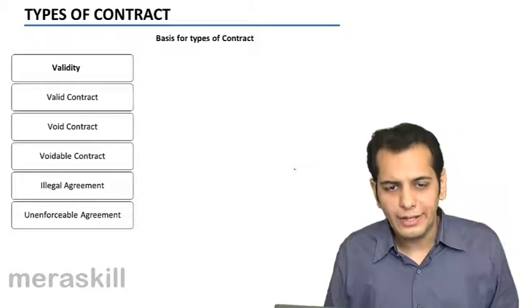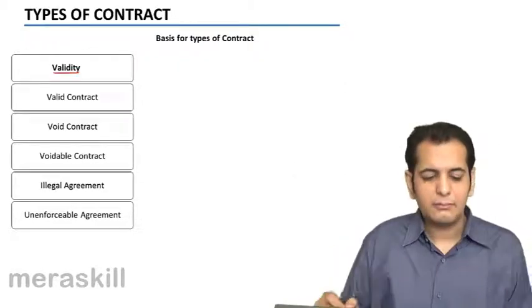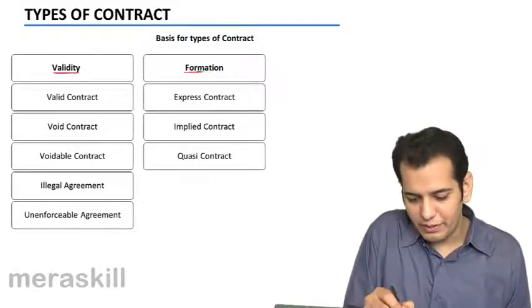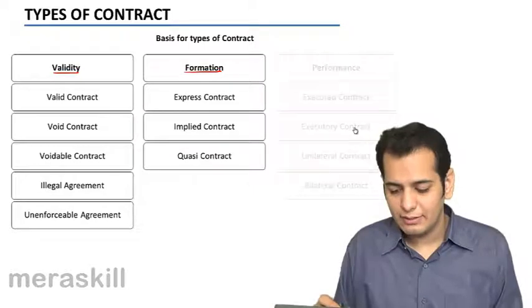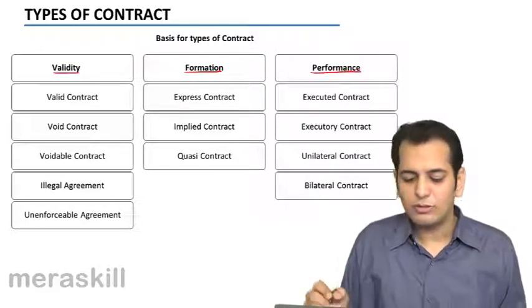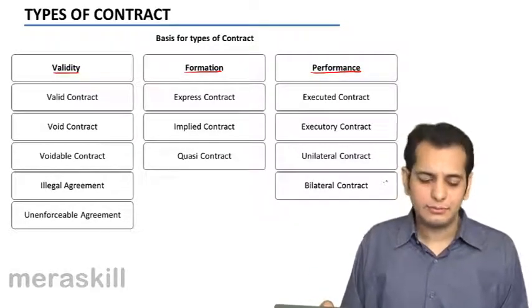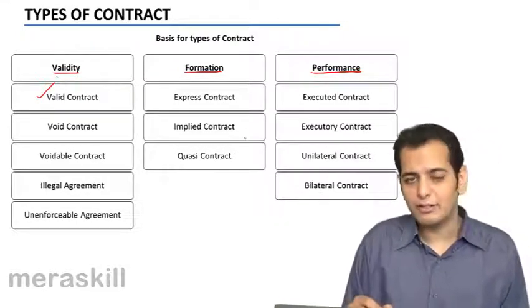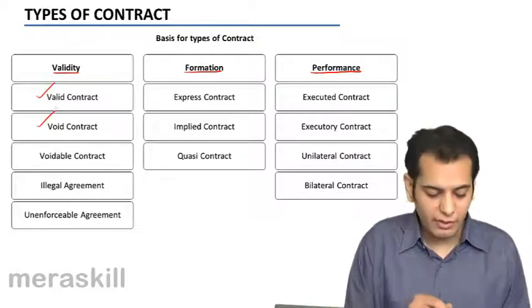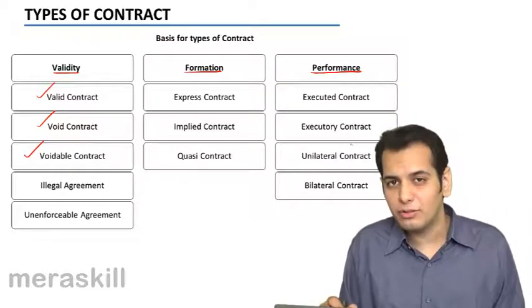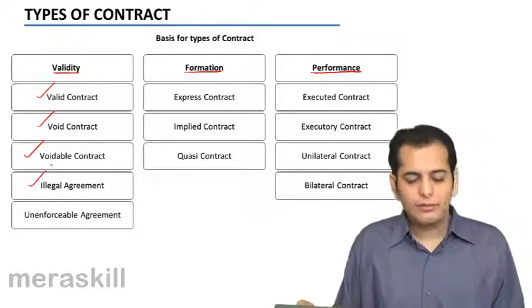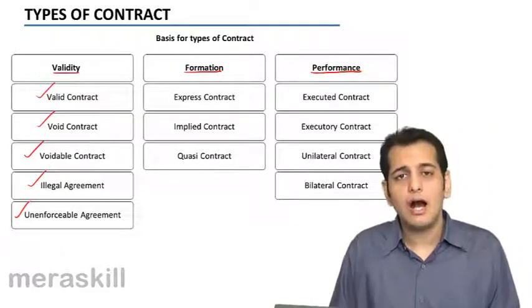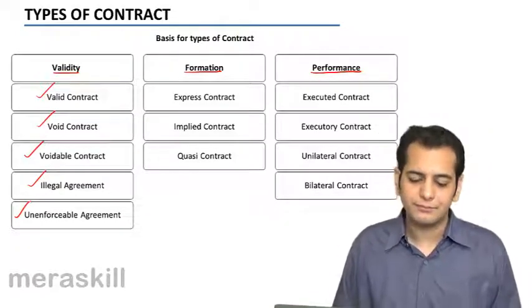bifurcated into three heads. First, it's based on the validity of the contract. Second is based on the formation of the contract. And third is based on the performance of the contract. On the basis of validity, first we have a valid contract, then a void contract, next we have a voidable contract, and then we have illegal agreement. Finally, we'll study unenforceable contract.